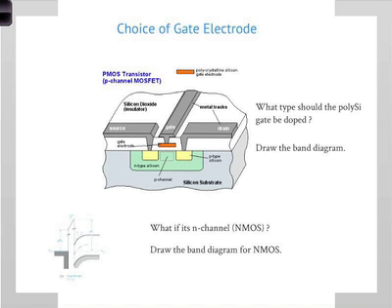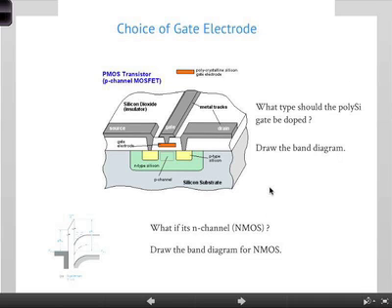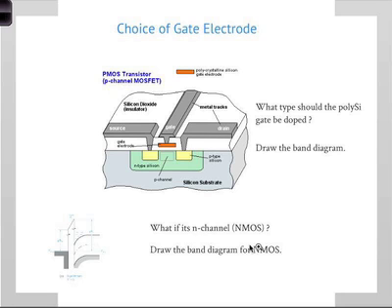Okay, I guess I'll stop here and have you sleep on this over the weekend. Do this exercise before next class, okay? Look, you have the slides online. Just look at it. What type should the polysilicon gate be doped? Draw the band diagram, depending on what you pick. What if it's an N channel? It's an NMOS device. What should that be? And draw the band diagram. Okay, that's your homework for today and tomorrow, until I post the other problem set.